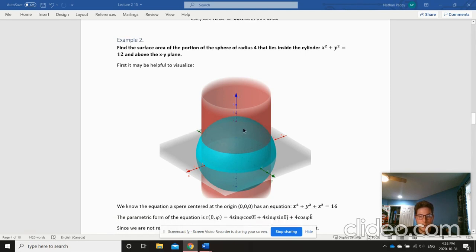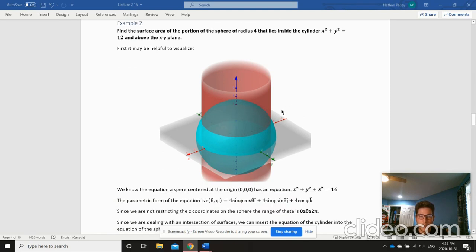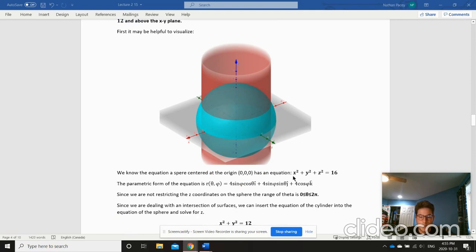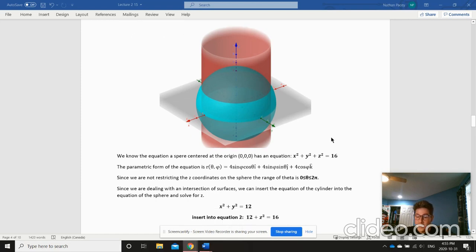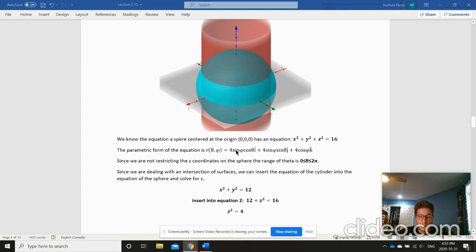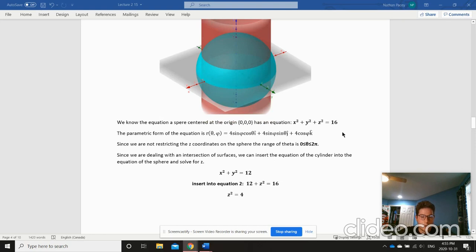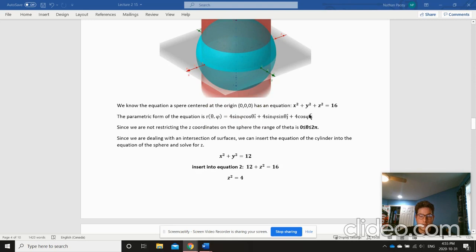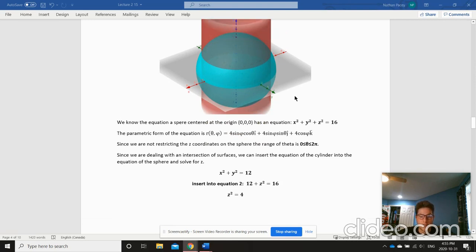First, we know that a sphere centered at the origin will have an equation as such, and the parametric form of this equation will be 4 sin psi cos theta, 4 sin psi sin theta, 4 cos psi. This will be our parametric form equation, where theta will go from 0 to 2 pi because we're not restricting the z-coordinates of our sphere.